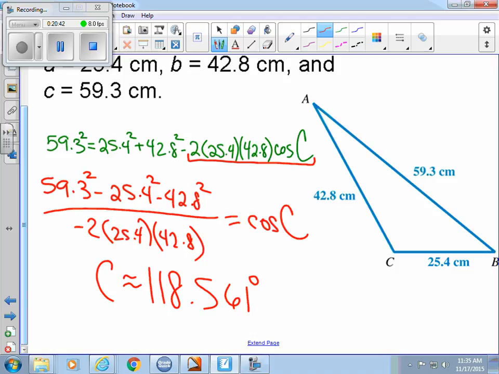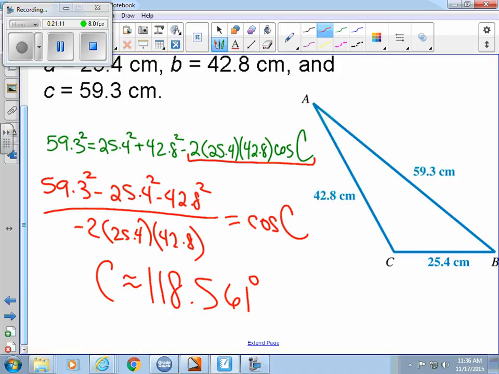And you notice that is obtuse. I expected it to be obtuse. If you accidentally do the law of sines or something and you don't get the biggest angle opposite the biggest side, you did something wrong. Try again. Just something to keep in mind as you're working that the biggest angle should be opposite the biggest side. Now that I have that angle, I can use the law of sines from here on out.